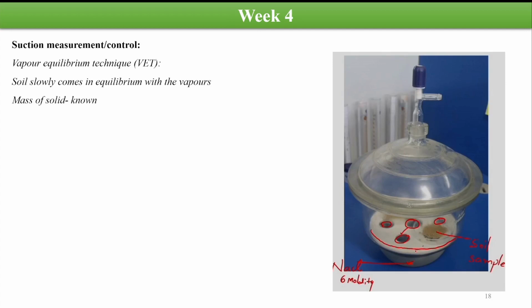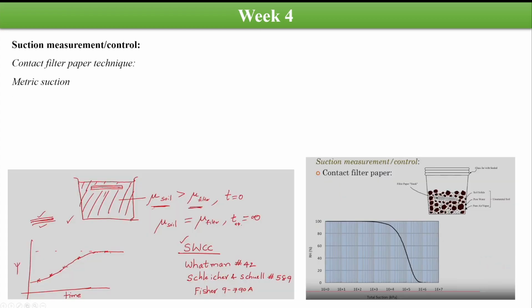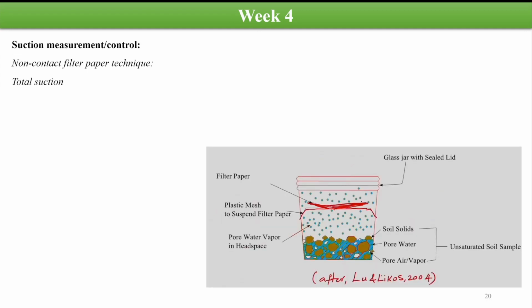Then there are vapor equilibrium techniques, which are based on the concept that the soil slowly comes into equilibrium with the vapor, and then the filter paper techniques are there, which can measure the matric suction. The contact filter paper technique can measure the matric suction value, in which the filter paper and the soil come into equilibrium. And then there are techniques like the non-contact filter paper technique, which can measure not only the matric suction but the total suction values. So these are some of the techniques which can be used for the evaluation of the matric suction, the osmotic suction, and the total suction values.